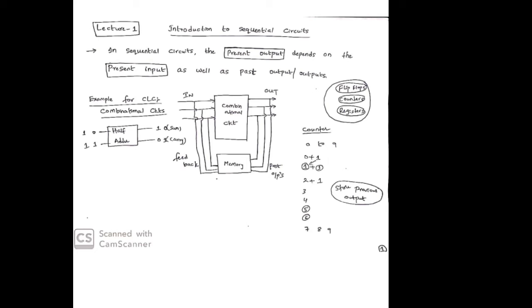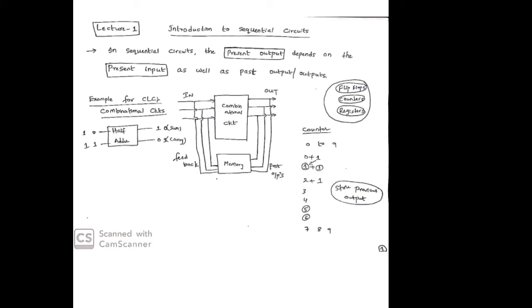Let me explain with the help of one combinational circuit, that is the half adder. There are a lot of applications: half adder, full adder, multiplexer, demultiplexer, encoder, decoder, parity adder. We have seen many of these earlier, but in order to compare combinational circuits and sequential circuits, here I am taking the half adder.